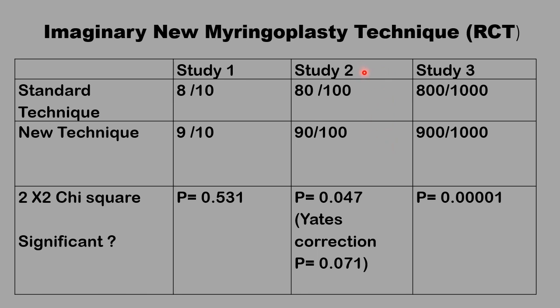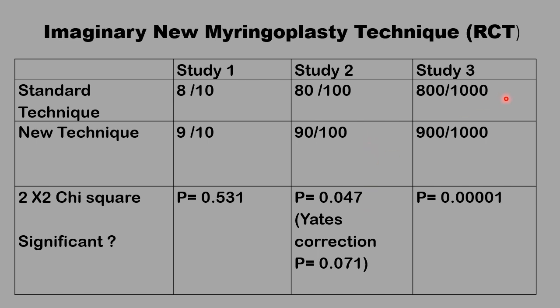But he insisted that his study can actually provide better results than the standard technique, so he set up study number 2, another randomized controlled trial with 100 patients in each arm, and again the results were just the same, 90% for the new technique compared with 80% for the standard technique. This time the chi-square test showed a significant result with the 2x2 chi-square test, although the Yates correction showed that the results were not really significant. So these results are sort of a very borderline type of results.